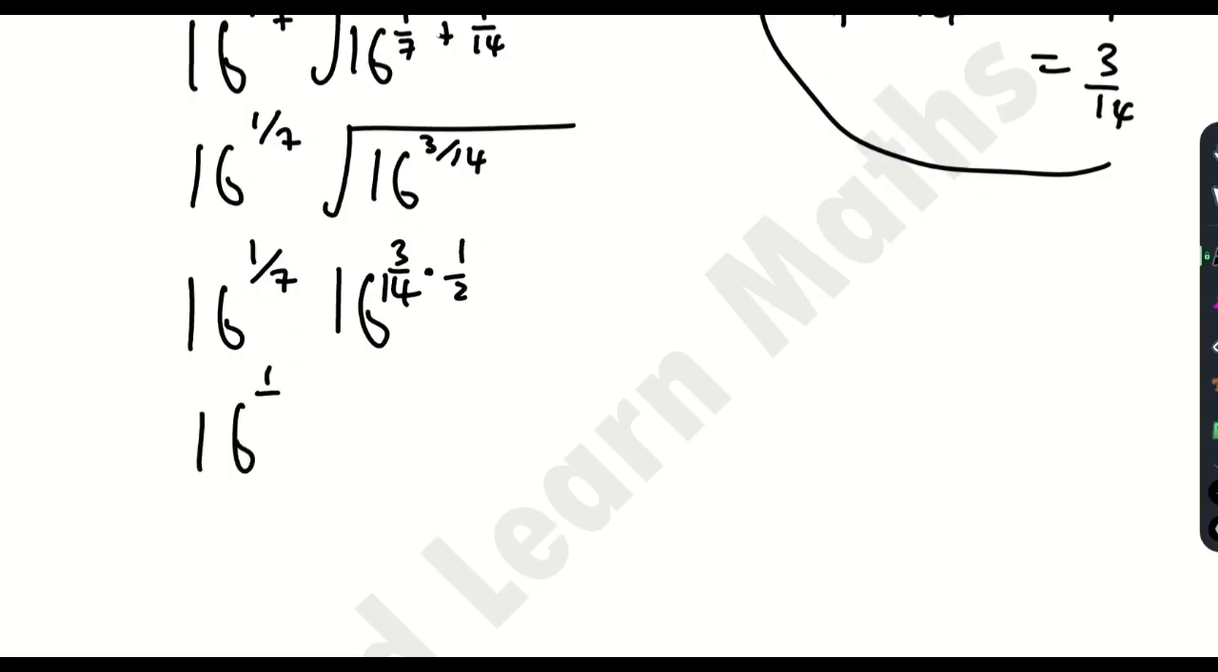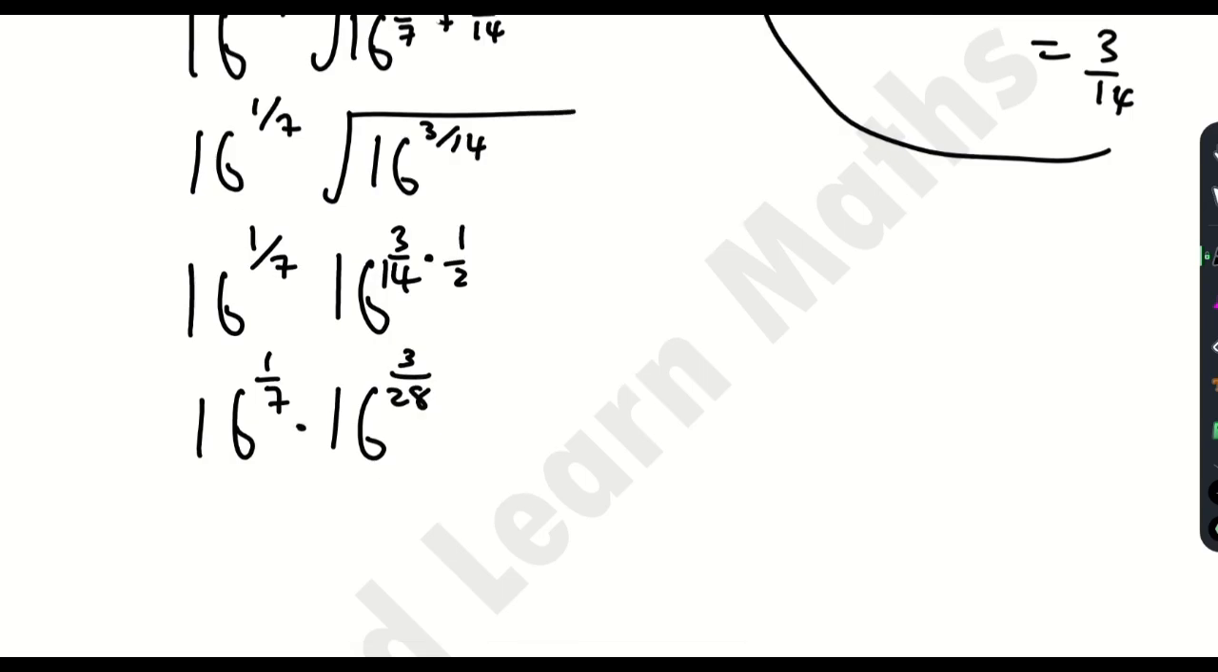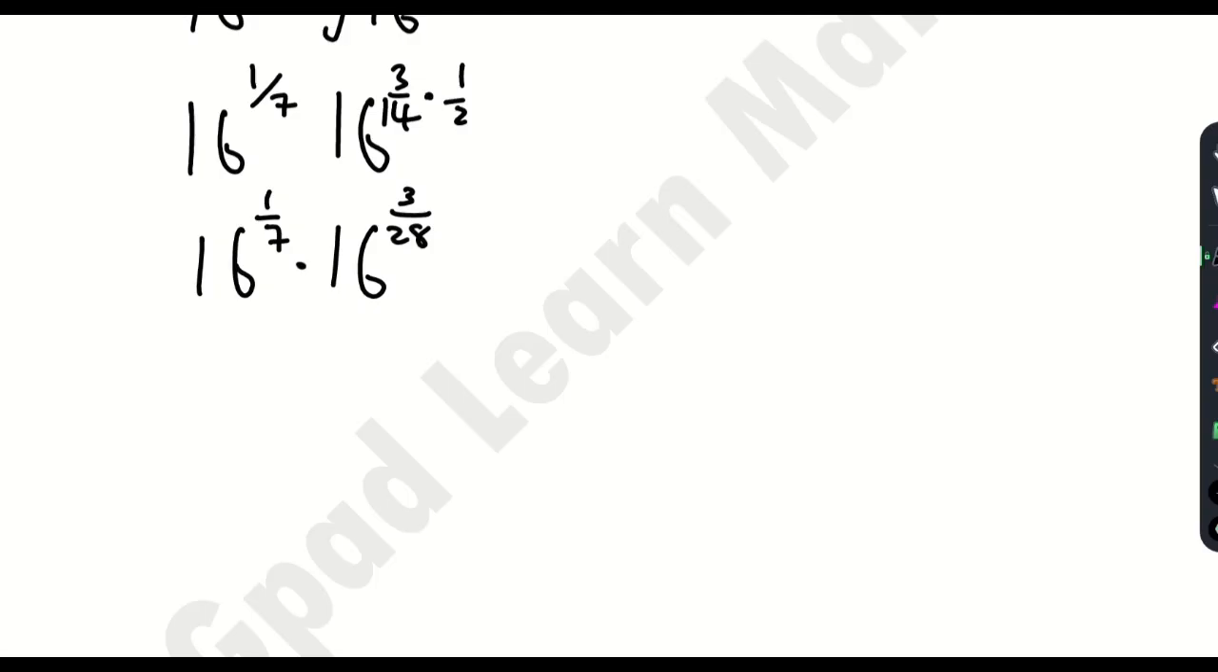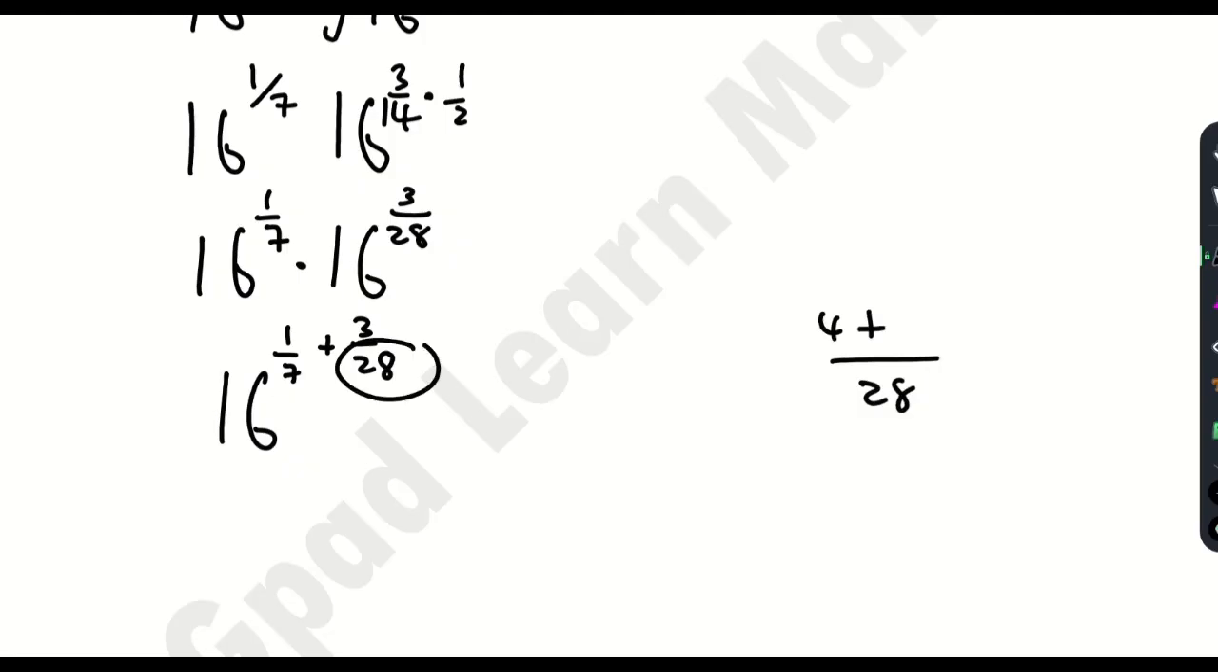So I have 16 raised by 1 over 7 times 16 raised by what? What's 3 times 1? That's 3. And 14 times 2 is 28. Okay, again, use the product law of indices. They have a common base of 16. I'm going to add their powers. So 1 over 7 plus 3 over 28. We can make them have a common denominator of 28. 7 into 28 is 4. 4 times 1 is 4 plus 28 into 28 is 1. 1 times 3 is 3. So you have 7 over 28.